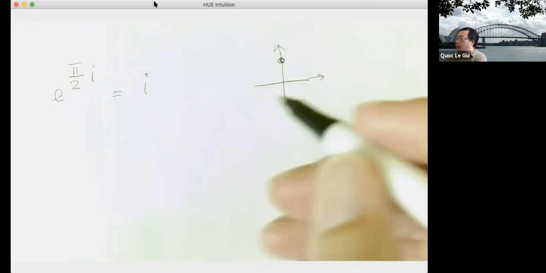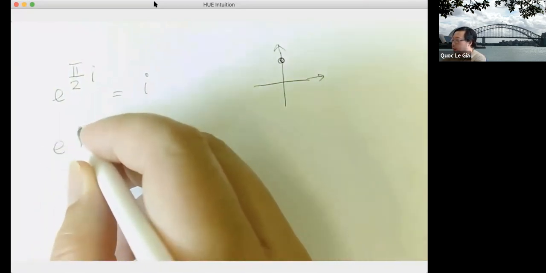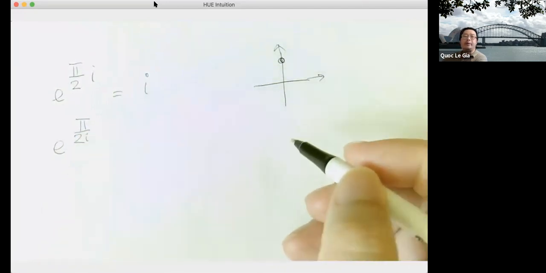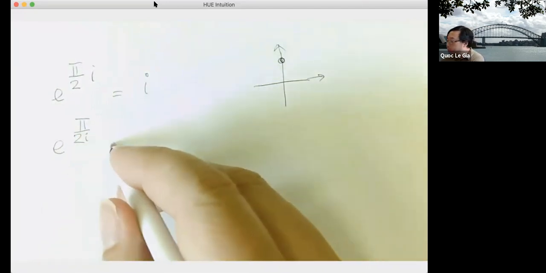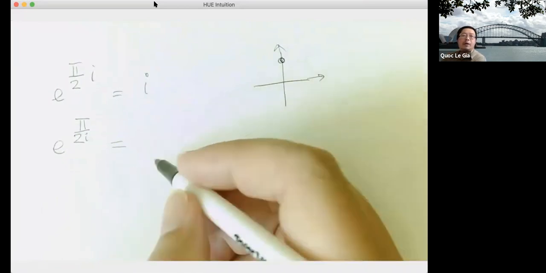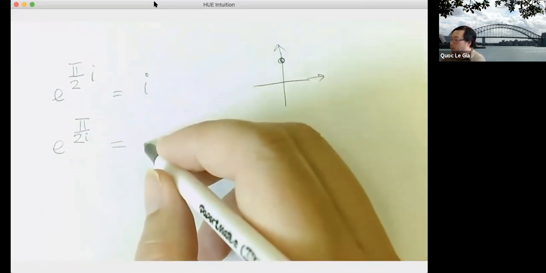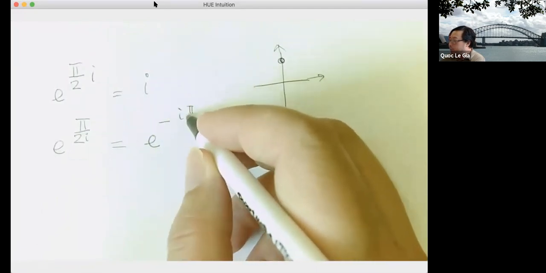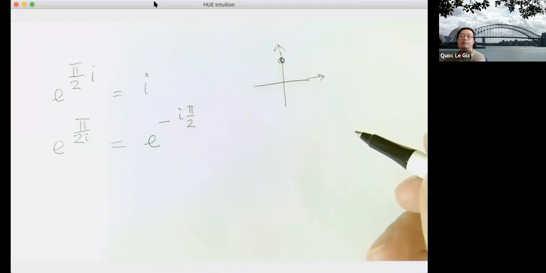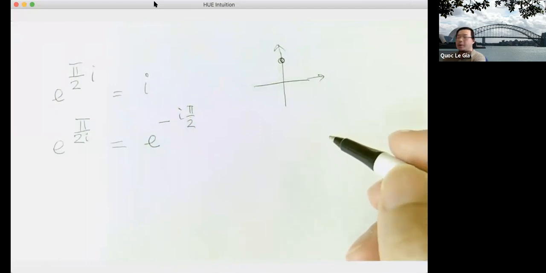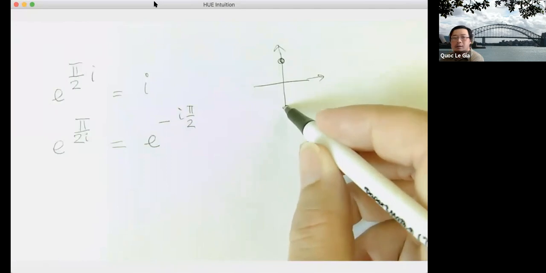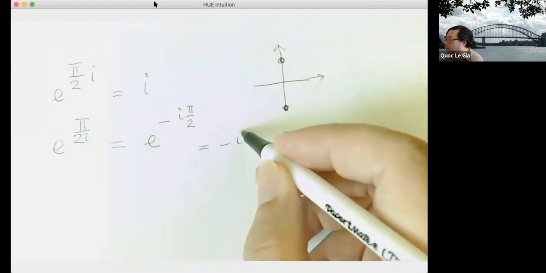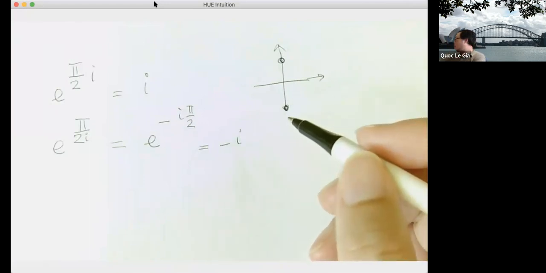Okay, and the second command is just e to the minus pi over 2i. And if you remember your complex numbers in first year algebra, then this one is just e to the minus i pi over 2. Okay, and in the complex plane, it is just this point, and therefore it will be equal to minus i. Okay, so you can try to put it in.